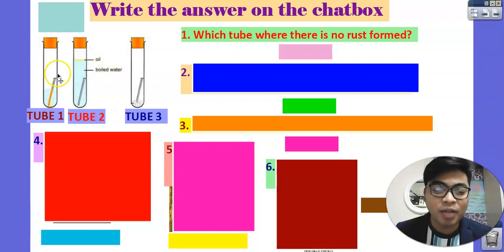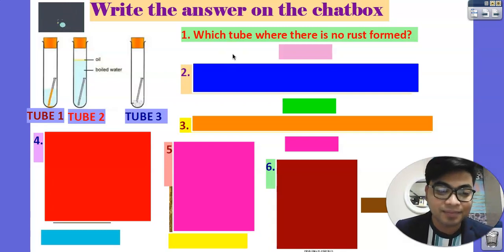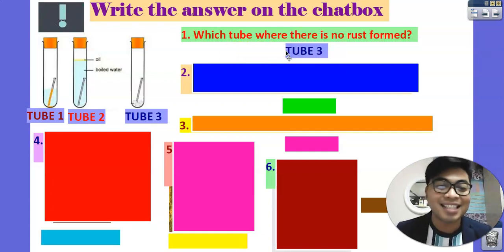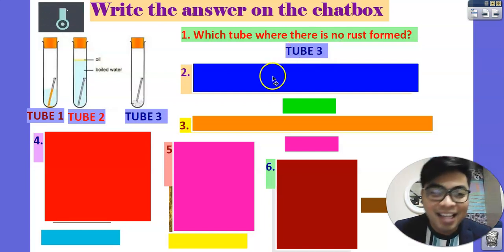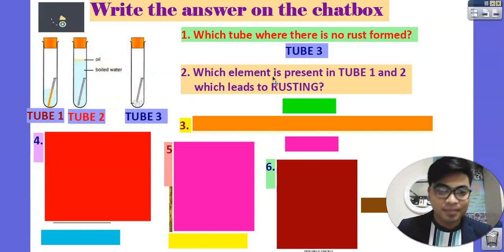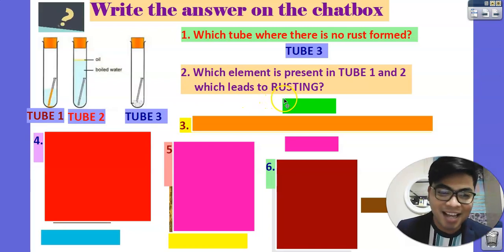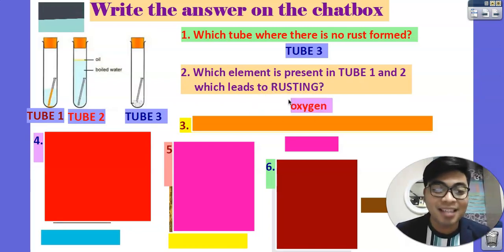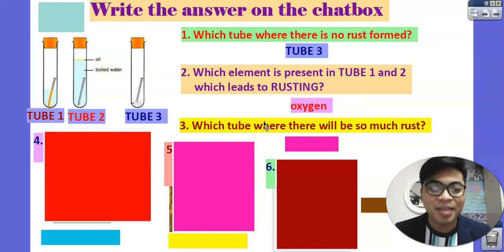Which tube here, look at test tubes 1, 2, and 3, has no rust formed? You already have the answer? Let's see. It's test tube number 3. Got it correctly? 1 mark for that. Let's take a look at question number 2. I need here the element. Did you get it? Let's see. It's basically oxygen.